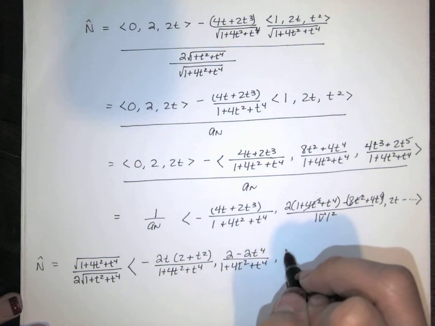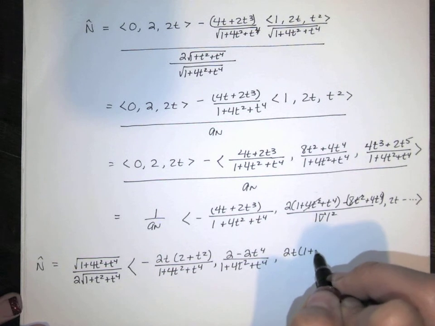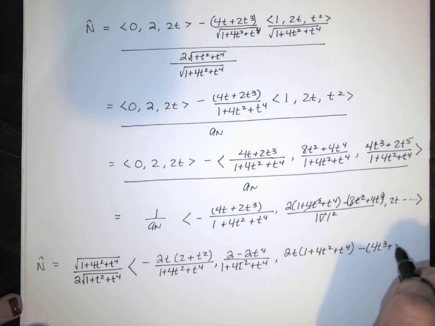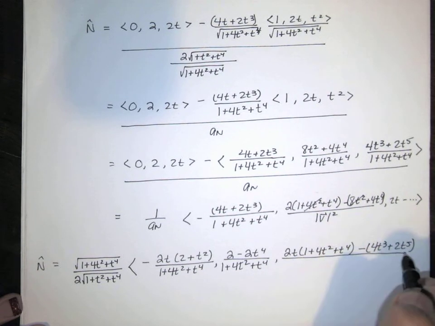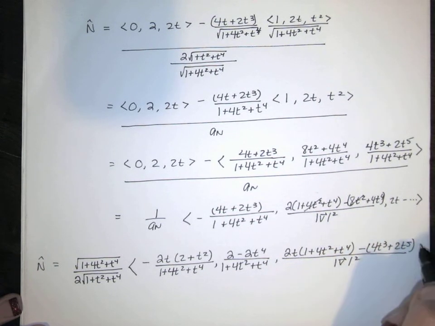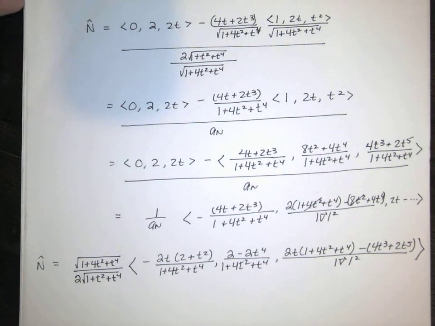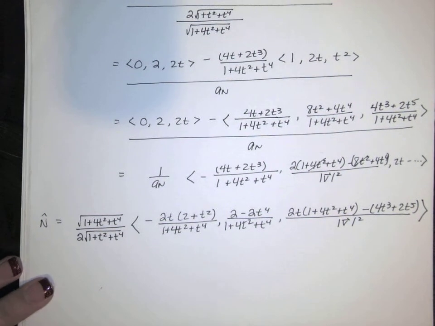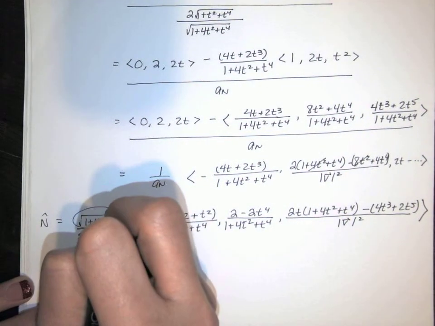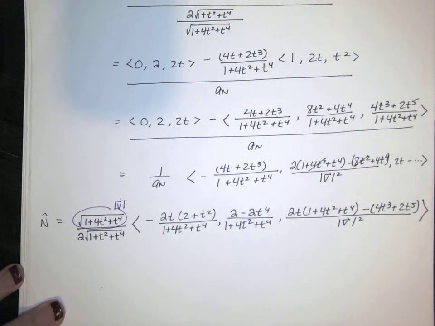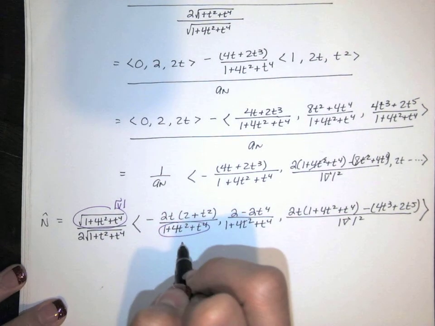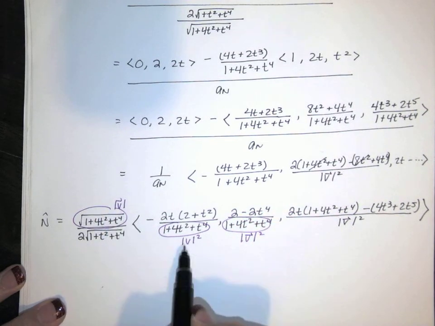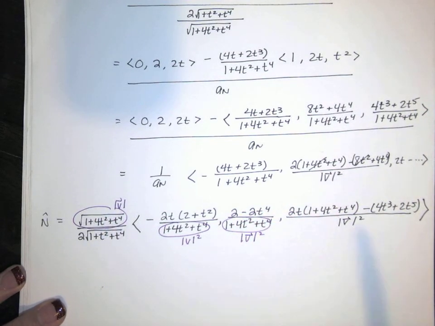And then the last one, I need a common denominator, so I've got 2t times my speed squared minus 4t cubed plus 2t to the 5th, all divided by, I'm just going to leave it as speed squared for right now. Okay. And if you want, remember that's speed. And this is speed squared, and this is speed squared, and that's speed squared. That speed is going to cancel with each of those, so we're going to have a speed in the denominator for all of these.